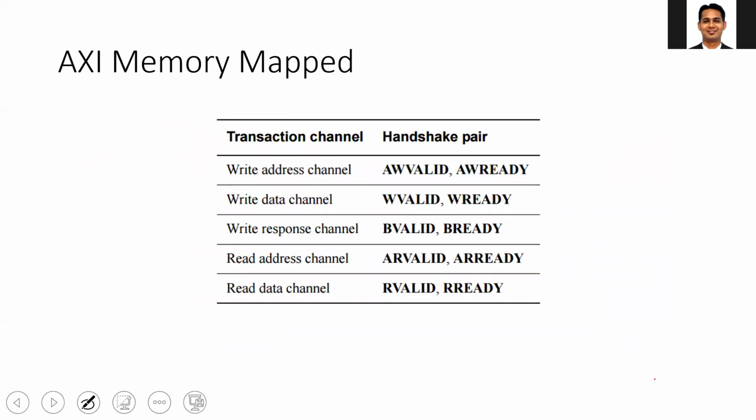To summarize, in all the 5 channels, you will have the information bus, but to support the information bus, you will have at least a bare minimum of 2 signals, valid and ready. For write address, the corresponding ready and valid will start with AW. In case of write data, it will start with W. In case of write response, it starts with B. In case of read address, it starts with AR, and in case of read data, it starts with R. Okay, so this completes the initial discussion on the AXI memory map protocol.